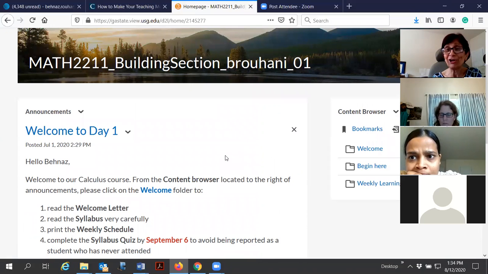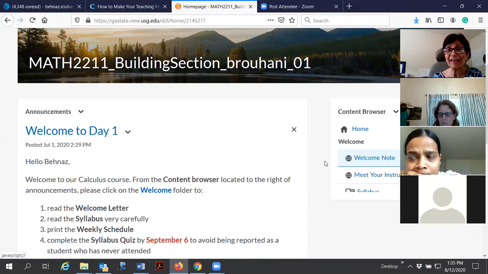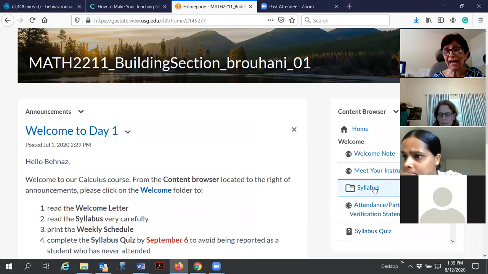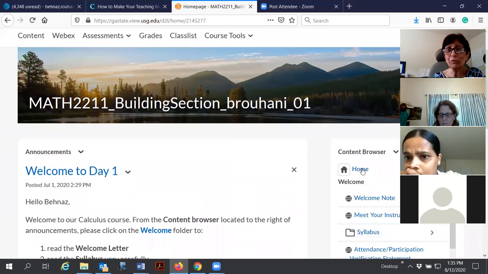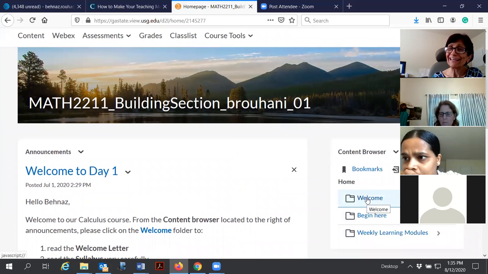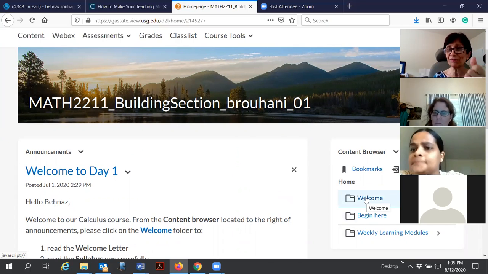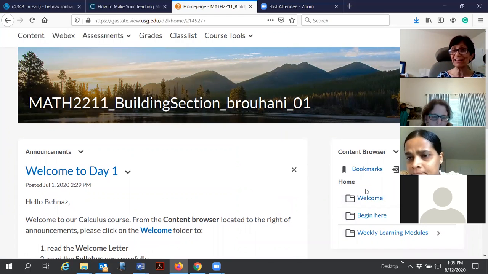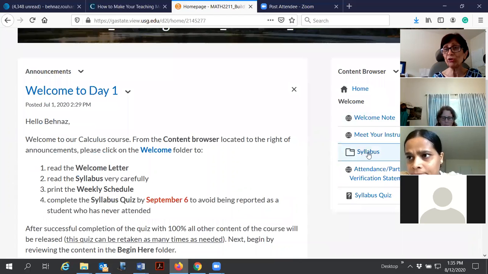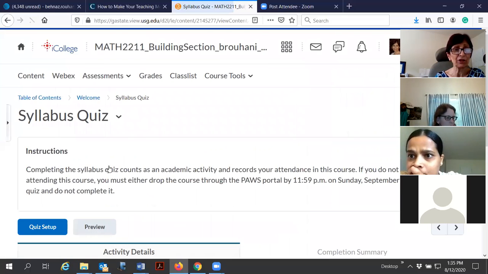And the other thing that I learned was they said, of course, this is what we always do, and that is in our courses, a syllabus quiz. I don't know if any of you guys have that. Basically it asks them questions from the syllabus. If they get 100% on that quiz, which has about 21 questions, then everything else in the course will open up for them. This is what I have, and that is under the welcome folder. That is the syllabus quiz.